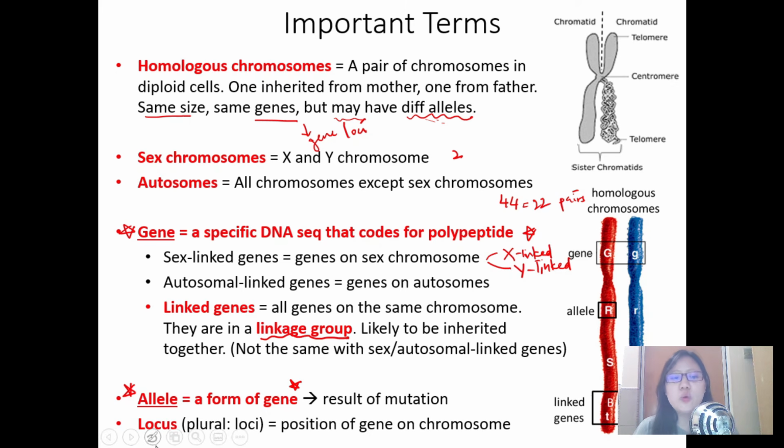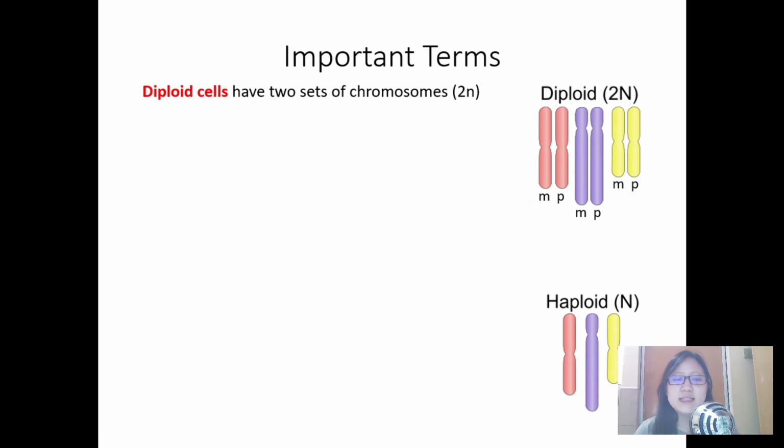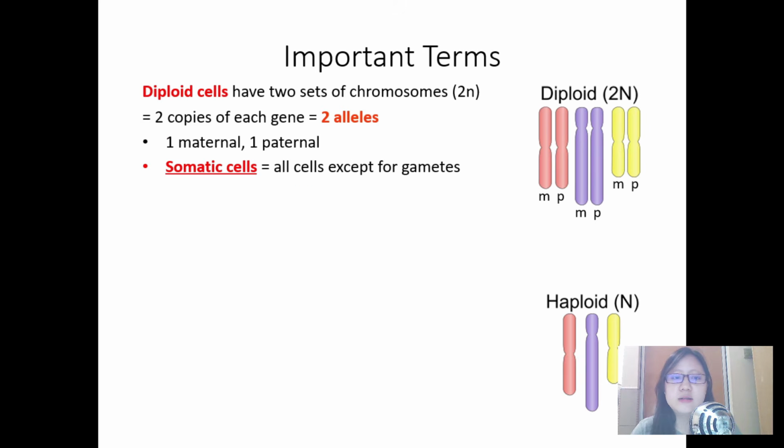The next word is locus, which I've said a few times in this video so far. This is the position of the gene on the chromosome. Again, you should already know this. Now, I'm going to go through the next slide quite quickly because I think this one you know for sure already. This term is diploid cells and haploid cells.